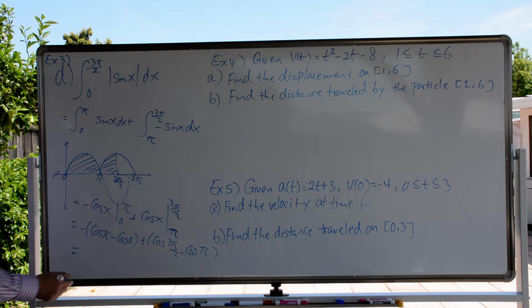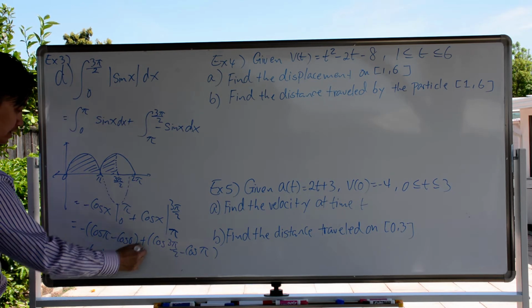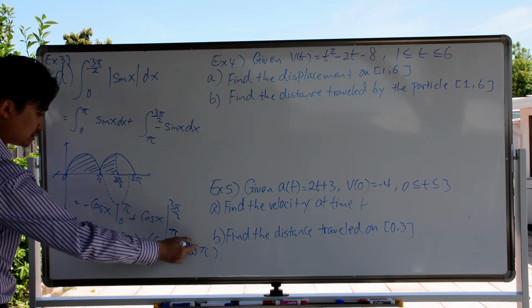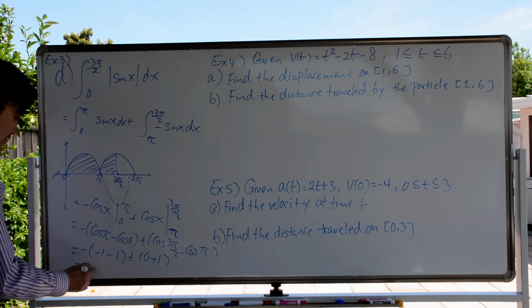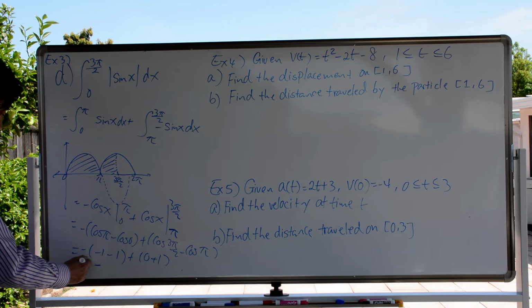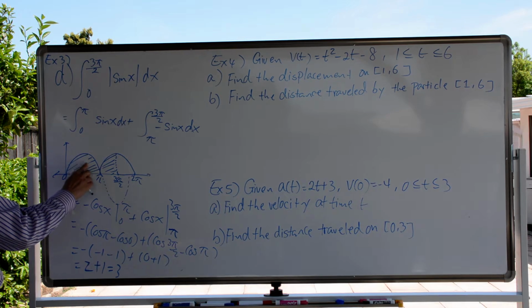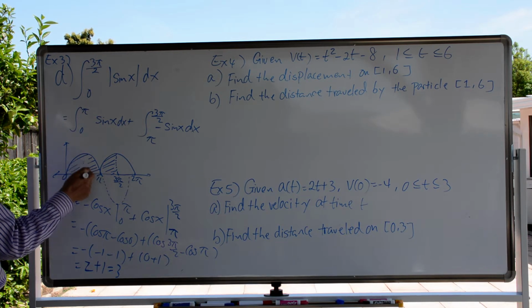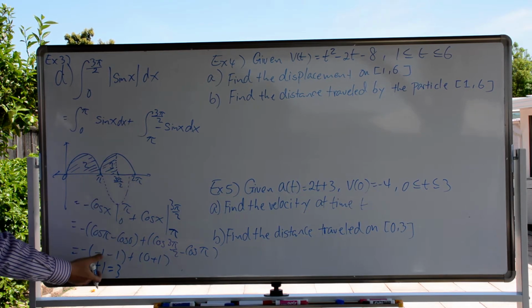Cosine of pi is negative 1. Cosine of 0 is 1. Cosine of 3 pi over 2 is 0. Cosine of pi is negative 1, negative, negative, positive. So it looks like eventually this one's going to be 3. So minus 1, negative 2, negative, negative, positive 2, plus 1. So it's 3. That means the area under this curve right here is 2, and over here the area is 1. So 2 plus 1, which is 3.